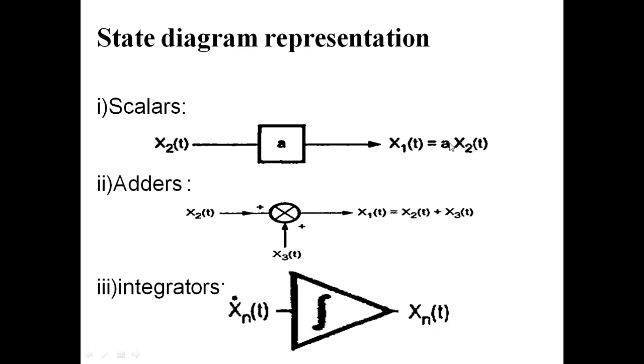Adder means it tries to add the inputs, that is x1 of t plus x3 of t, which is nothing but the output x1 of t. Then integrators: if I apply an input in differentiated form, then I will get the original form, that is xn of t. See here, this is a differentiated form of xn of t, and we are getting the output of the integrator as xn of t. So the input to the integrator must always be in differentiated form only. And let's see how to write a state diagram for a state model equation.